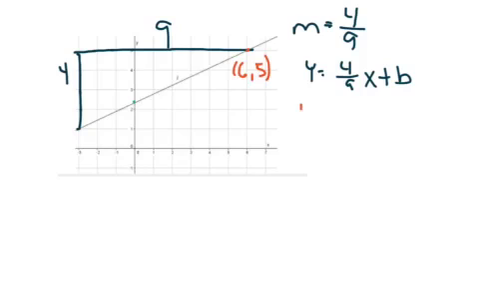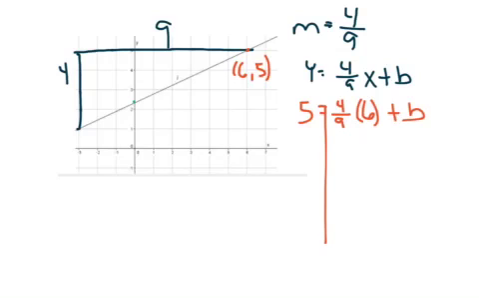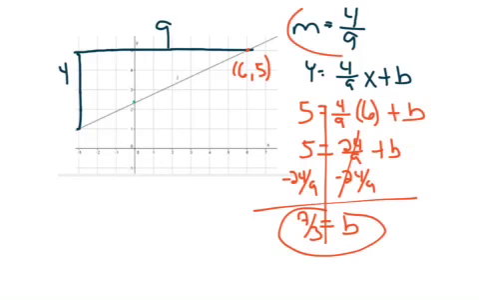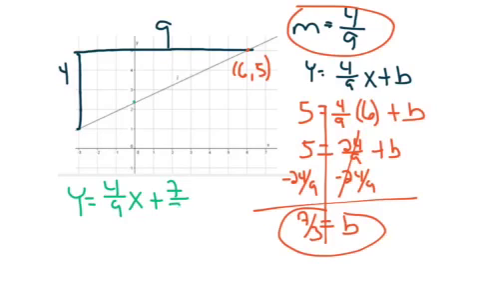So instead of y, I'm going to write down 5, 4/9. Instead of x, I'm going to multiply it by my x value, which is 6. So I would have 5 equals 4/9 times 6, which gives you 24/9. And to get b by itself, you must subtract 24/9 from both sides. These cancel, and 5 minus 24/9 gives you 7/3 as your b. So we have our b, we have our slope, we can write our equation. Y equals 4/9 x plus 7/3.